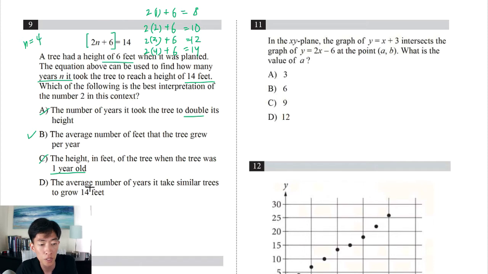Choice D, the average number of years it takes similar trees to grow 14 feet. Well, assuming that similar trees grow at this rate, that's actually not true, because notice that we started from 6 and we went to 14, and that happened over 4 years, not 2 years. So that's also off, and B is your best answer.